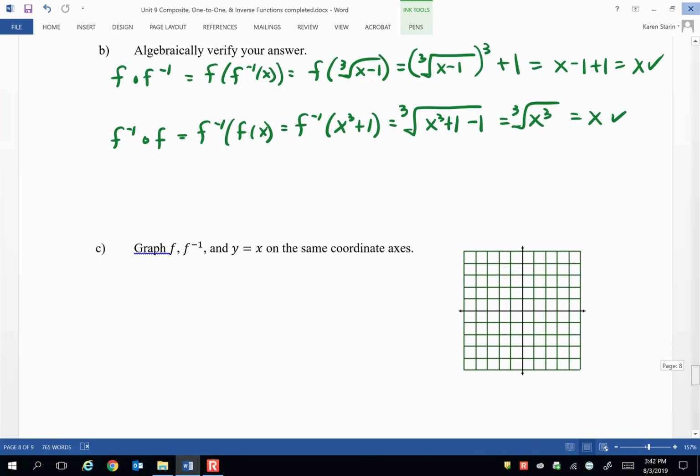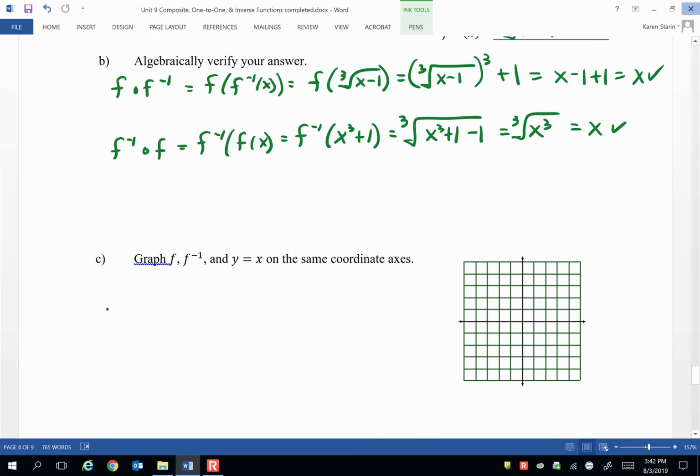Now let's graph them. So let's pick some easy points on x cubed, and then we'll do x cubed plus 1. We'll do this through our transformations. Remember, our anchor points or key points would be (-1, -1), (0, 0), and (1, 1). And now we're just adding 1 to all of the y values. So we'll have (-1, 0), (0, 1), and (1, 2). That would be x cubed plus 1.